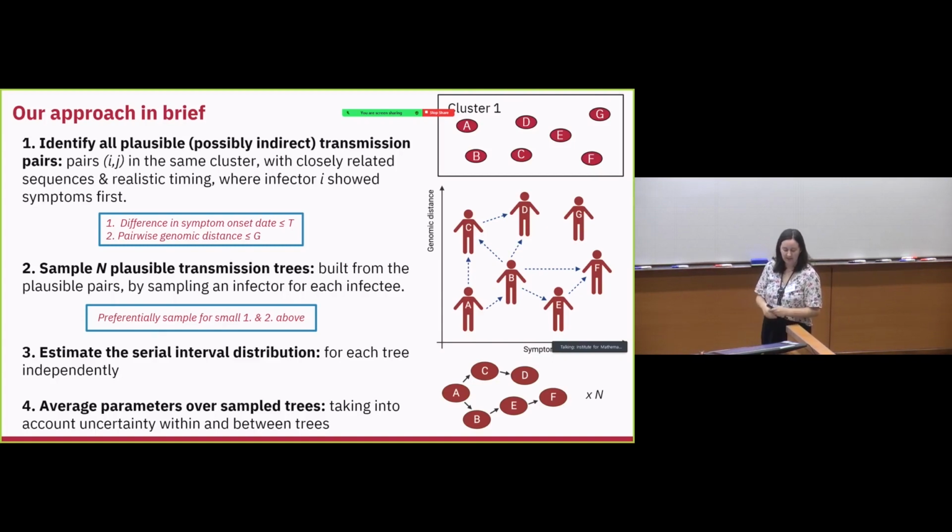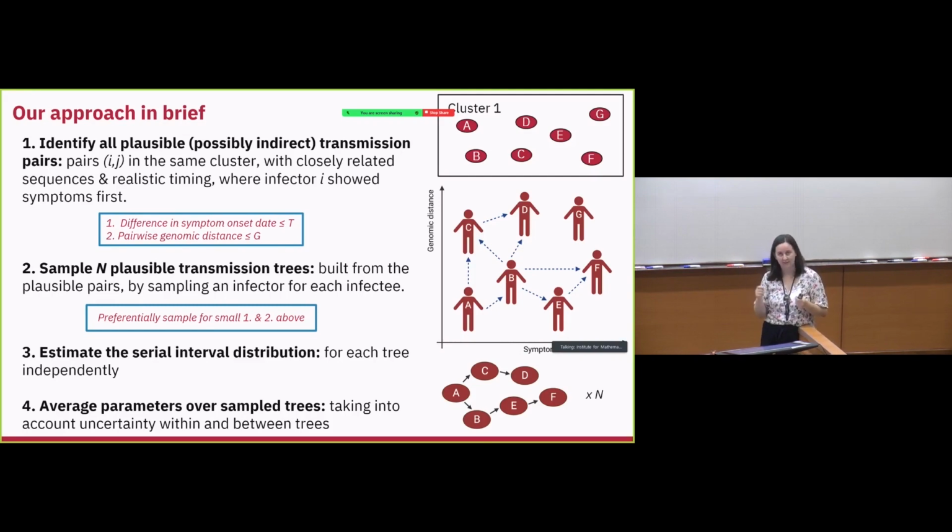We're going to say that they need to have what I'm describing as realistic timing, so the difference in their symptom onsets needs to be within some pretty generous threshold. And specifically, this is what I was about to say before, we're going to restrict so that our infector has to show symptoms first. So we're not going to consider negative serial intervals here, though we do allow for pre-symptomatic transmission. So we get our set of plausible pairs that meet these criteria, and then we go on to sample n plausible transmission trees given these plausible pairs.